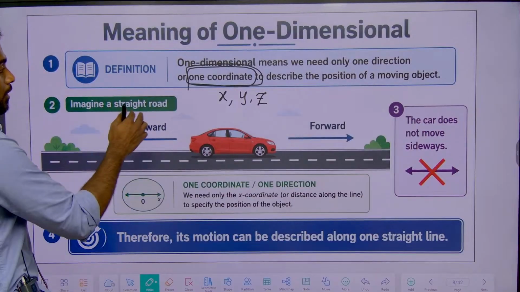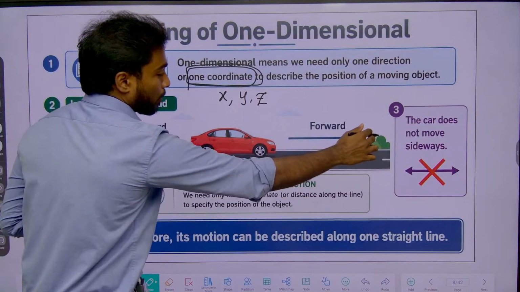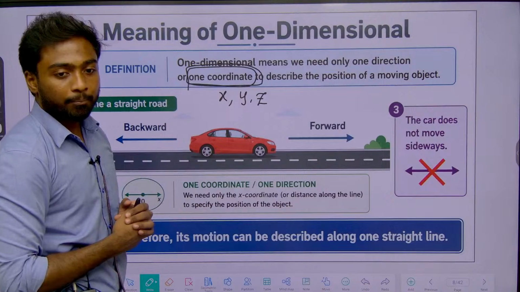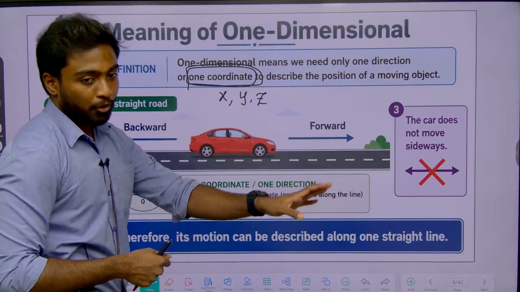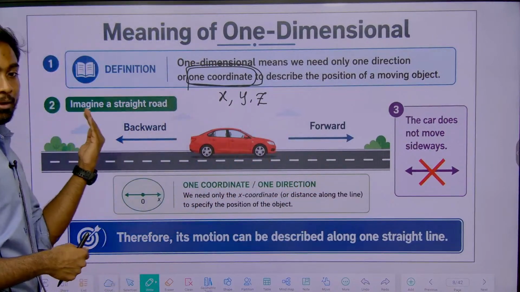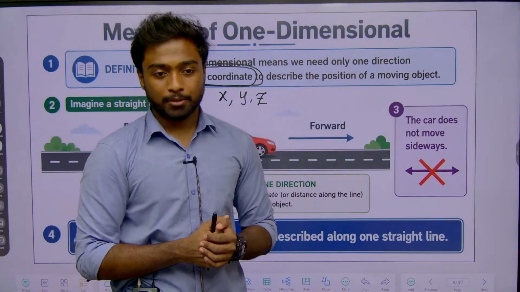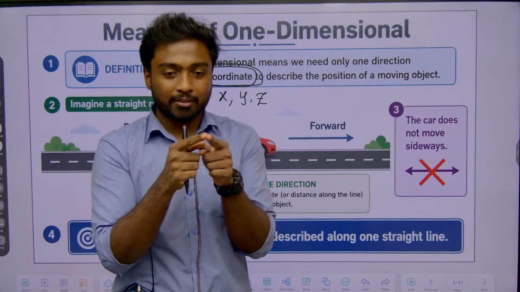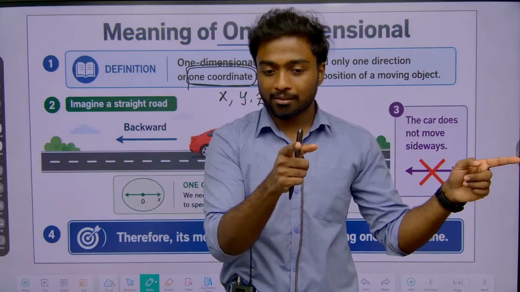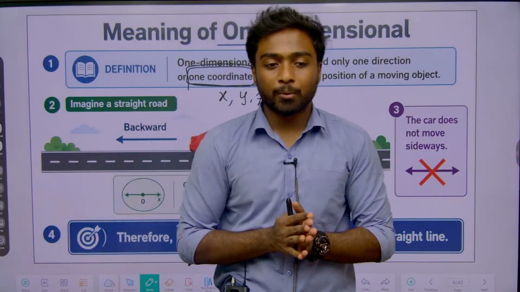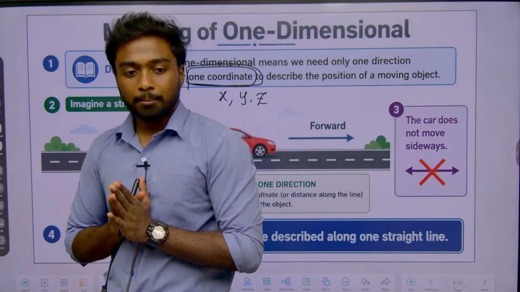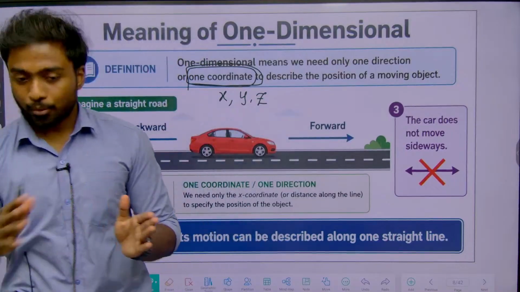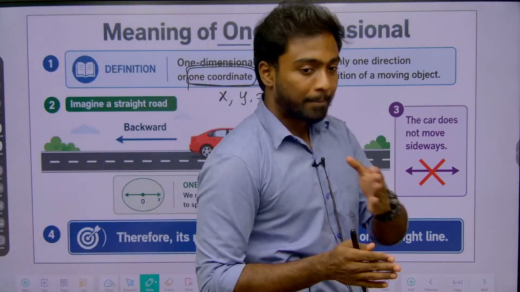Now a car is going forward. Which axis am I talking about? I can talk about the positive x axis. The car is going backward: I can say the negative x axis. Yes or no? In the negative x axis I am going backward, in the positive x axis I am going forward. So positive x axis means going forward, negative x axis means going backward.